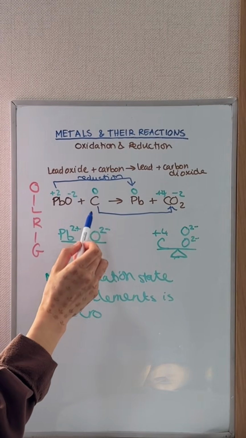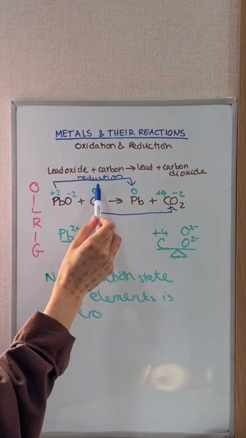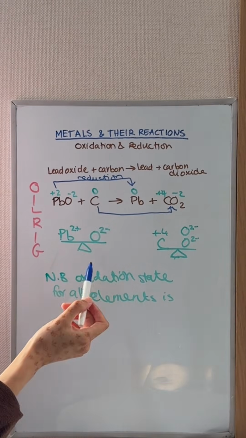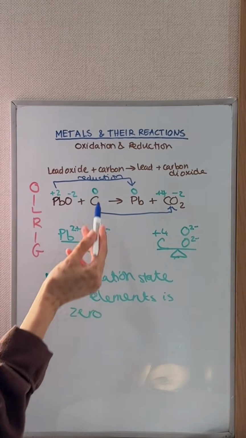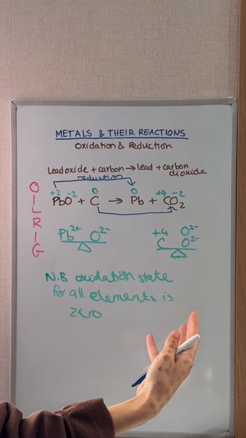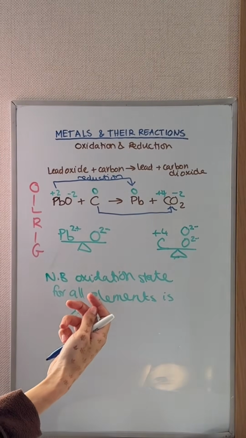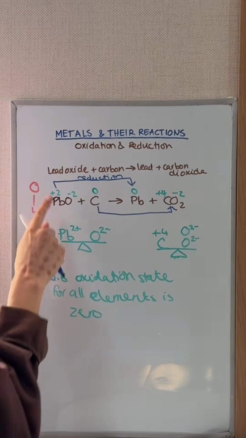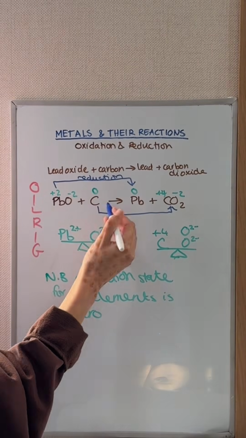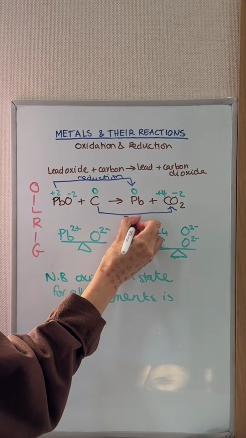What about carbon? Carbon has gone from 0 to +4. So in this case, carbon has lost electrons to become positive charge overall. So according to OIL RIG, oxidation is loss of electrons. So carbon has become oxidized.